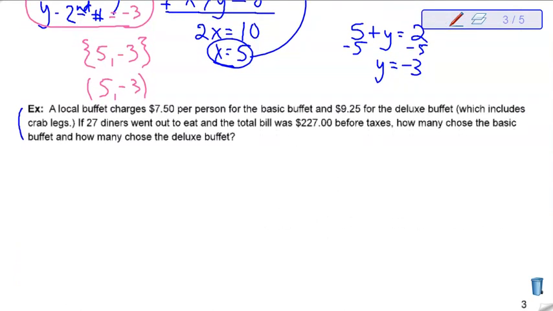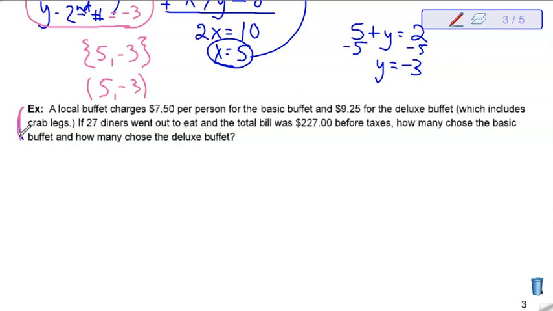But in this instance, we actually have a meaning here of these. Okay? We're not just asking for numbers. We have a real world example. And it talks about a local buffet that charges $7.50 per person for a basic buffet and $9.25 for a deluxe buffet, which includes crab legs.